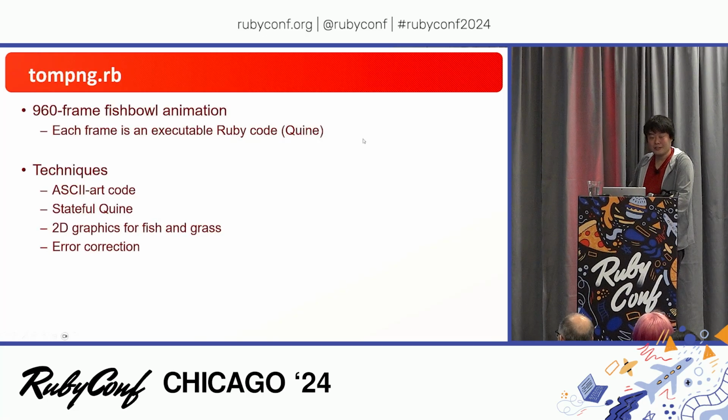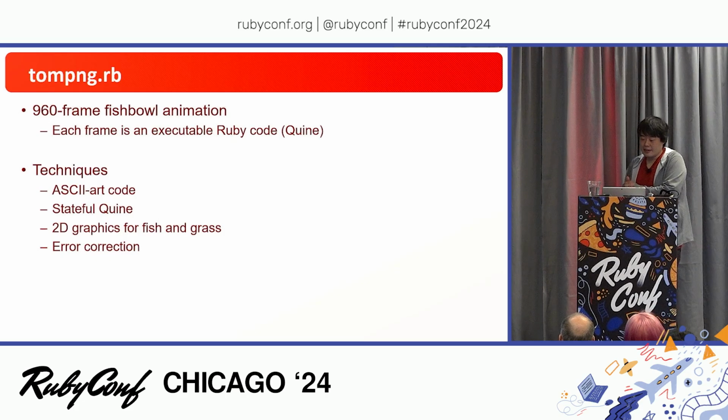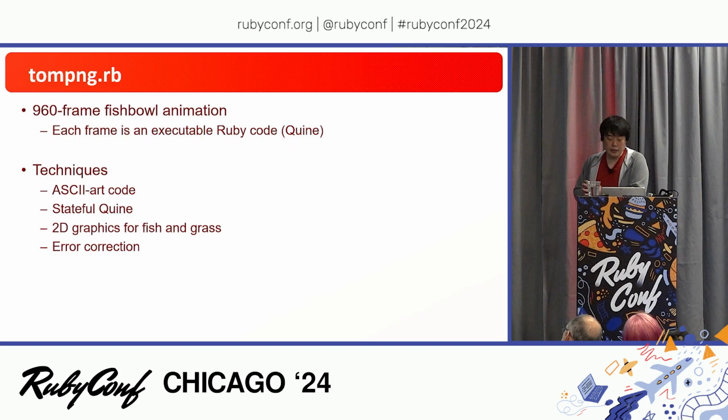So this is also a variant of Quine that shows a fishbowl animation with 960 frames. This is also based on implementation techniques like ASCII code and the stateful Quine. But it also has the 2D graphics of fish and grass, which is very eye-catching. But what is interesting, I think, is the use of error correction technology.